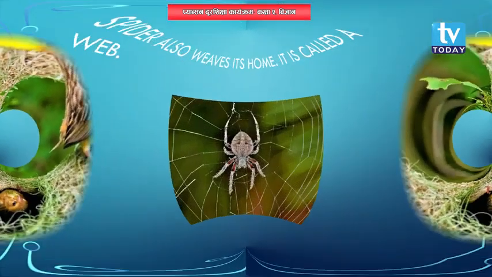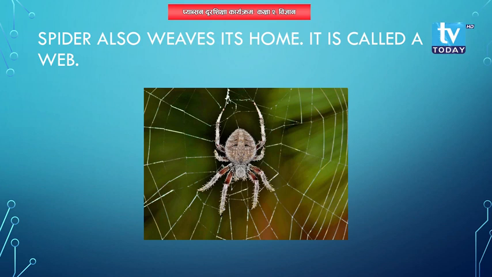Now the next picture is of a spider. It is also in its home. The home of the spider is called a web, W-E-B, and it is woven by the spider itself. In the corners of our rooms, we may see spiders and their net-like structure. That net-like structure is woven by the spider itself, and it is the home of the spider, called a web.